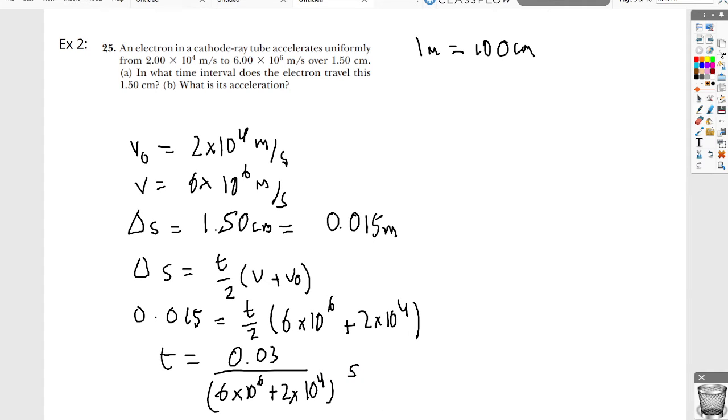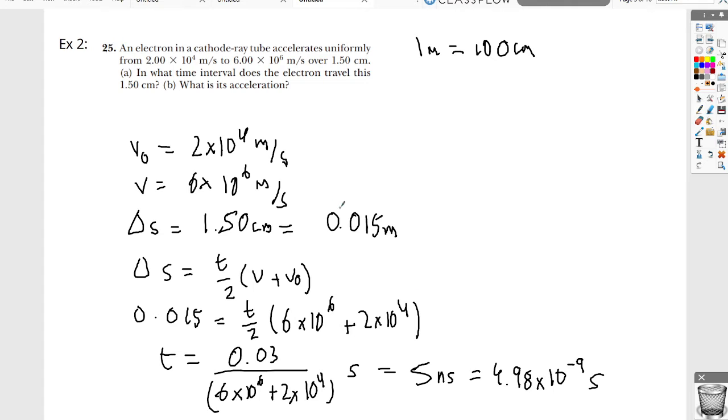seconds, which is, I'm going to need to pull my calculator out. This should be around 30 microseconds, I think. So let's see, 0.03 divided by 6 times 10 to the 6 plus 2 times 10 to the 4 is not 30 microseconds. It is 5 nanoseconds, which I'm just going to say is 4.98 times 10 to the negative 9 seconds.